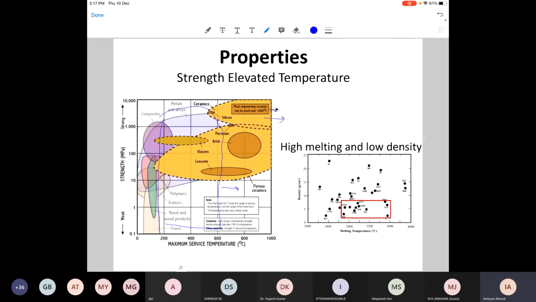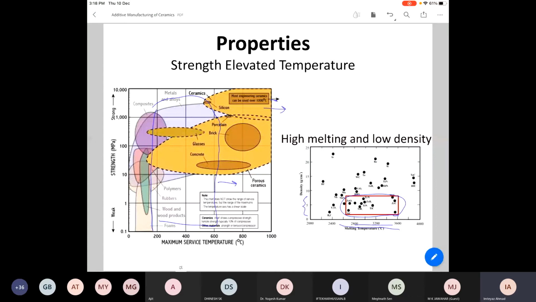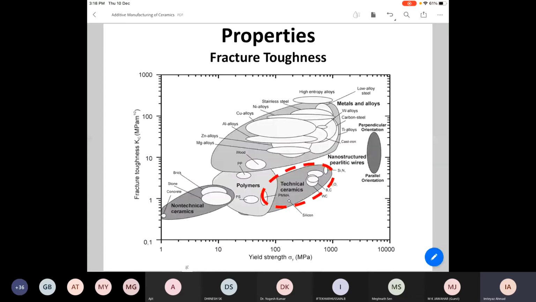Those places also, this class of ceramic materials is used. They have less density, and they can withstand very high temperature. You can see that, and that's one of the reasons why people are so interested in ceramic materials. But this is the problem with ceramic materials: the fracture toughness.